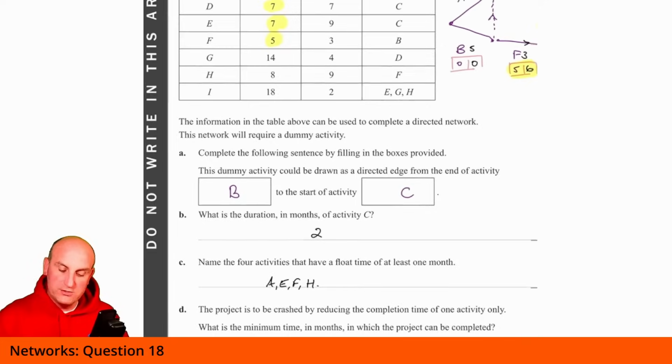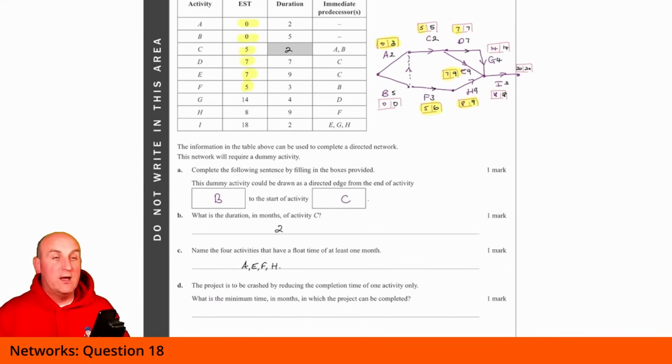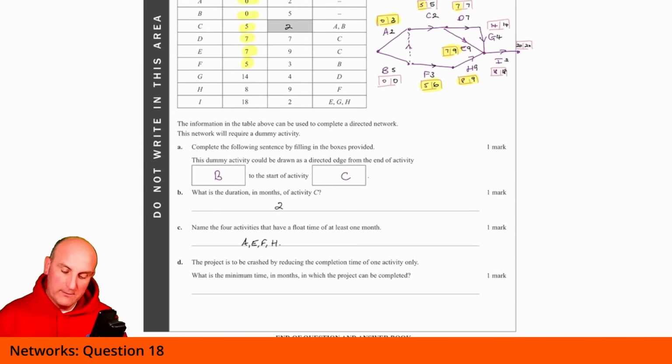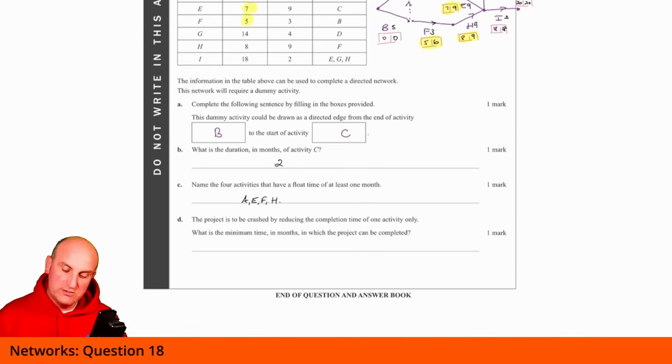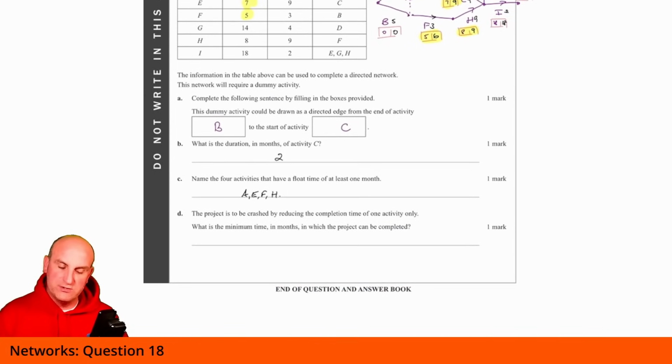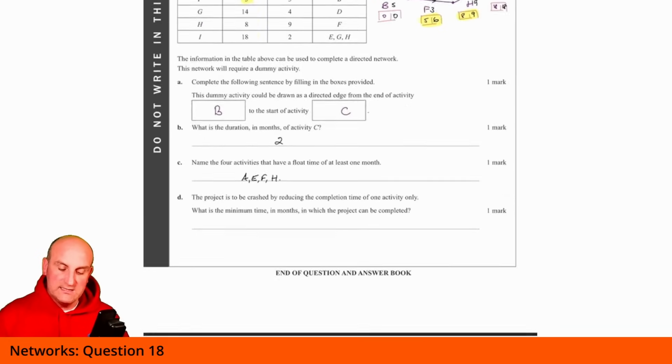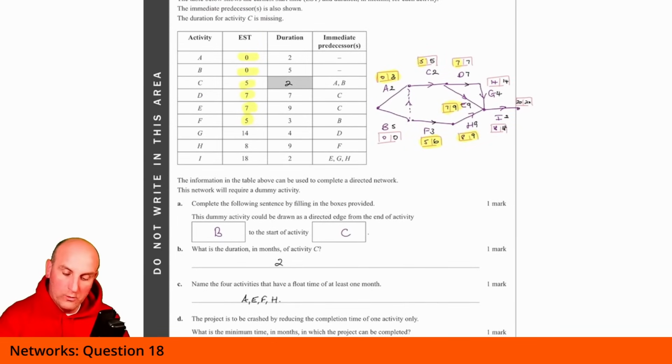Right. The project, or don't we just love crashing? Well, I actually quite like crashing now because it's all a bit formulaic. Right. The project is to be crashed by reducing the completion time of only 1 activity only. What is the minimum time in months in which the project can be completed? The first thing I did was I actually worked through all the different paths.